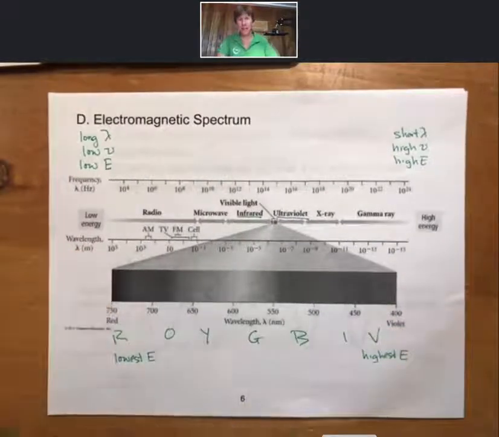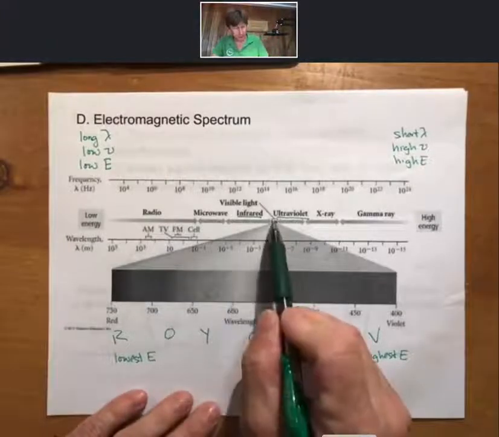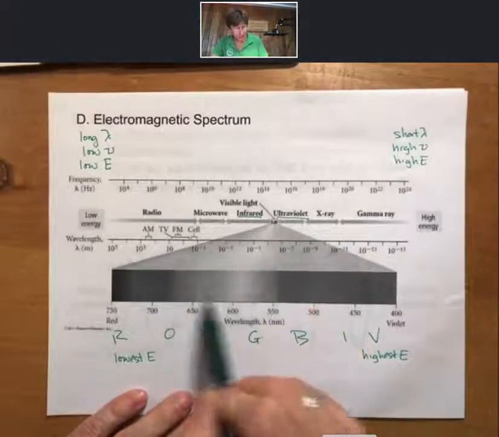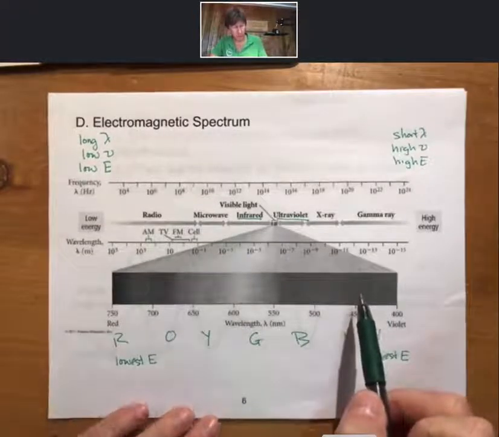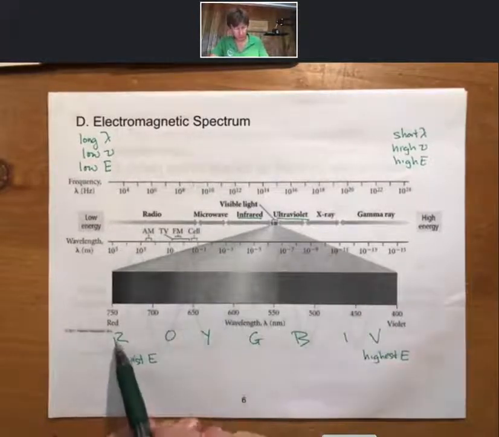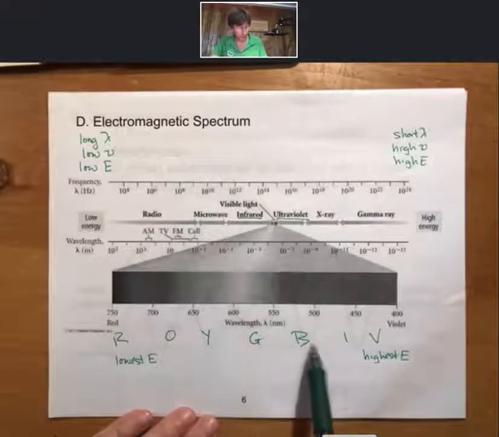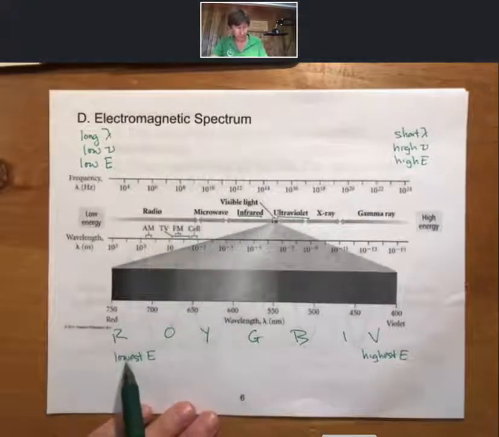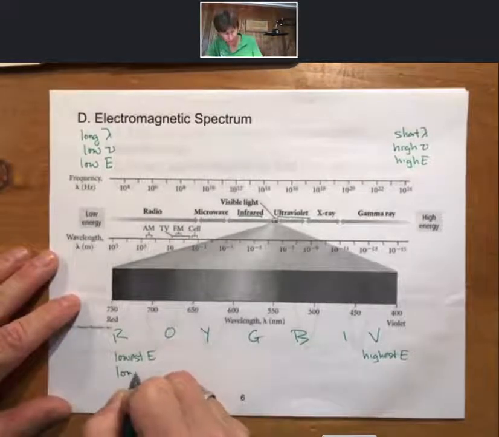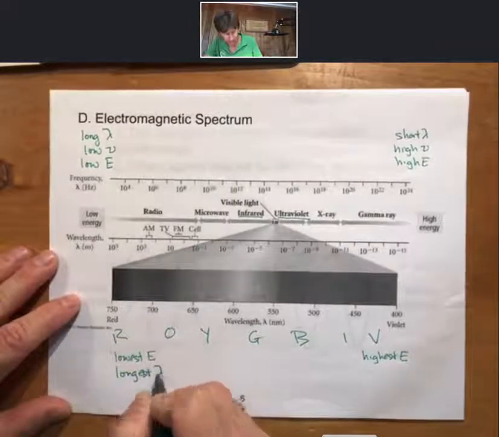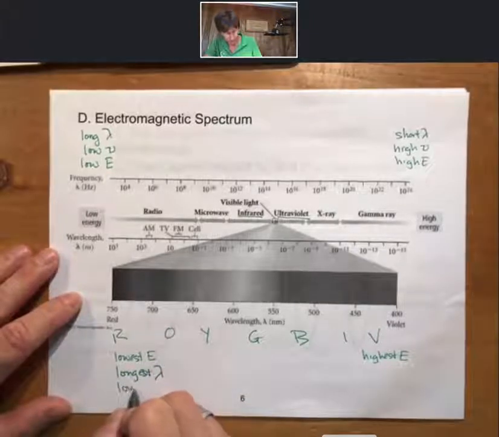Now, let's figure out where we are in the electromagnetic spectrum. First off, here's the visible region. It's only a very tiny portion of the electromagnetic spectrum. Within that, you have to go from red, orange, yellow, green, blue, indigo, violet. Red is the lowest energy. It is also the longest wavelength and the lowest frequency.